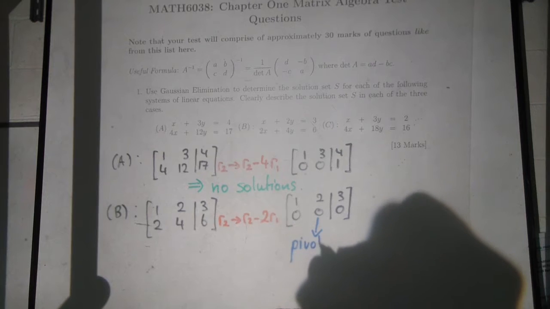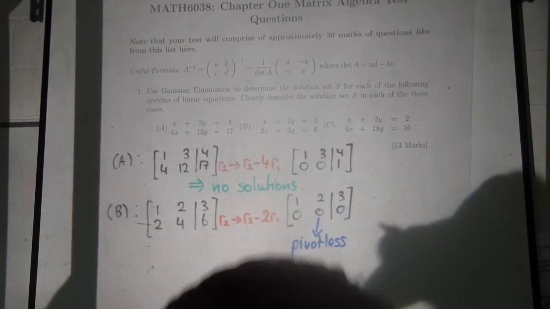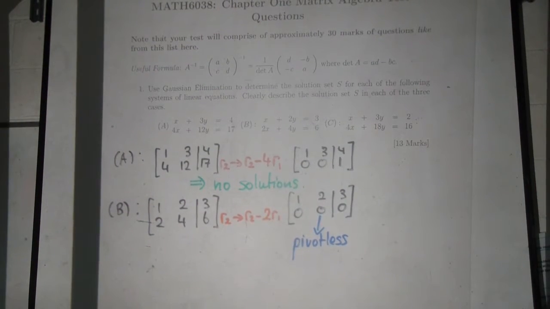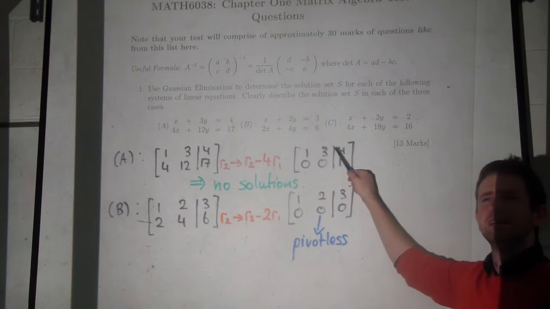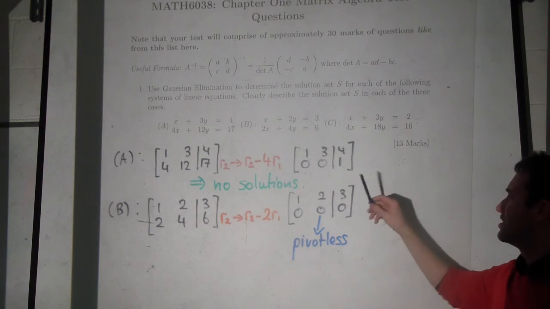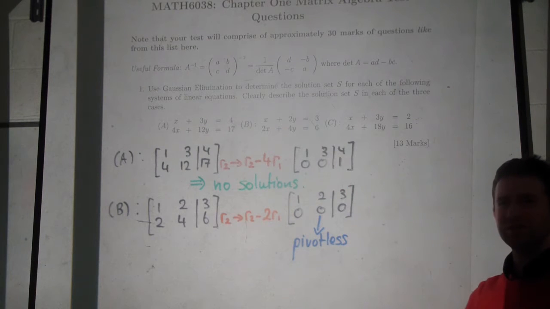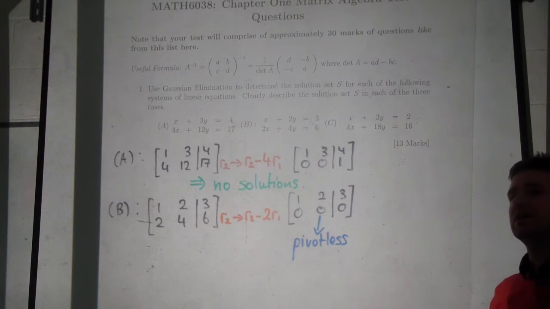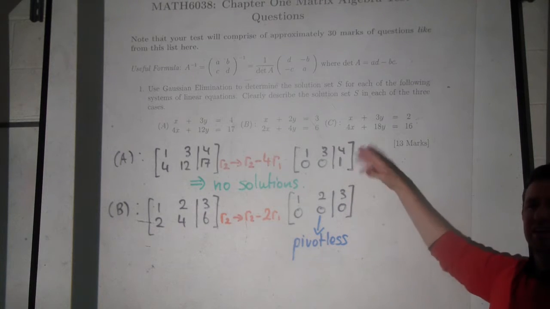So if you have more variables than pivots, does that mean it's always going to be an integer number? This can happen as well. Because you have two variables and one pivot and no solutions. So either can happen. It's never going to be a unique solution.